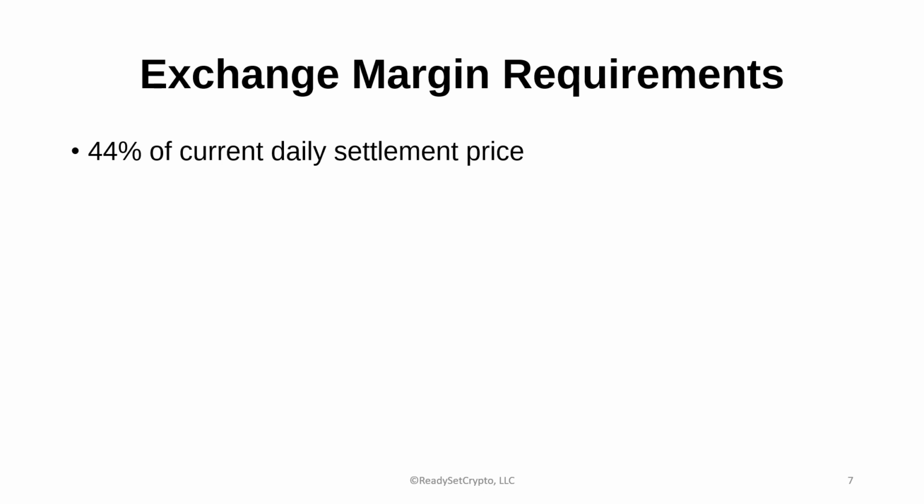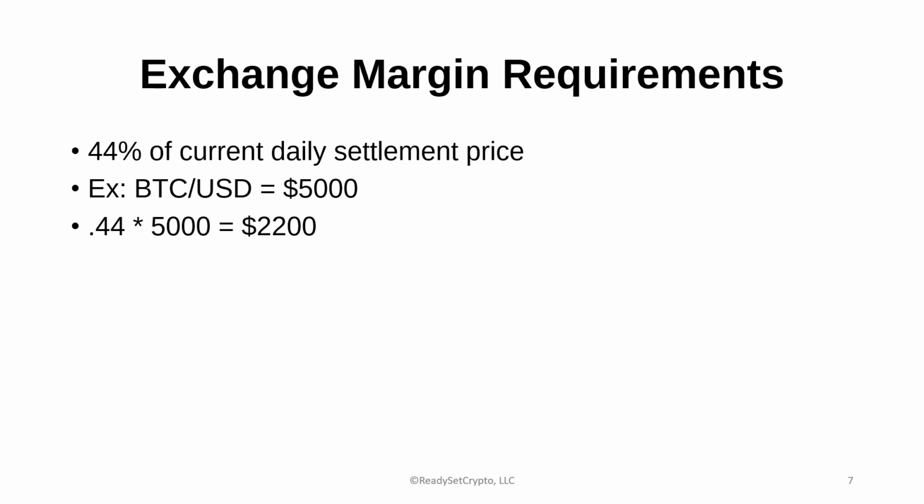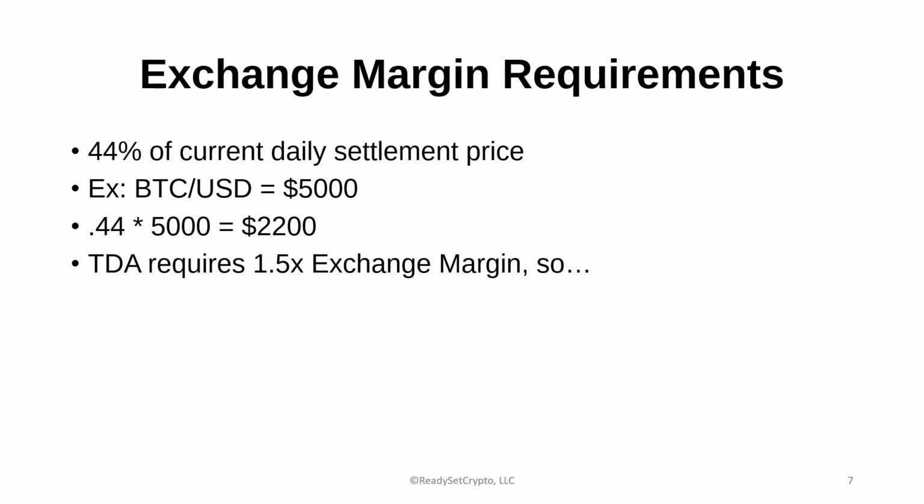So first of all, it's 44% of the current daily settlement price. What is that? Well, every day when the futures close at 0000 UTC, there's a settlement price for Bitcoin. And so what they're going to do is just take the closing price of that and assign the current daily settlement price. So in other words, if Bitcoin versus the US dollar is $5,000, that's going to be the settlement price for that. And we're going to take 44%, or the margin is $2,200 on the CBOE.